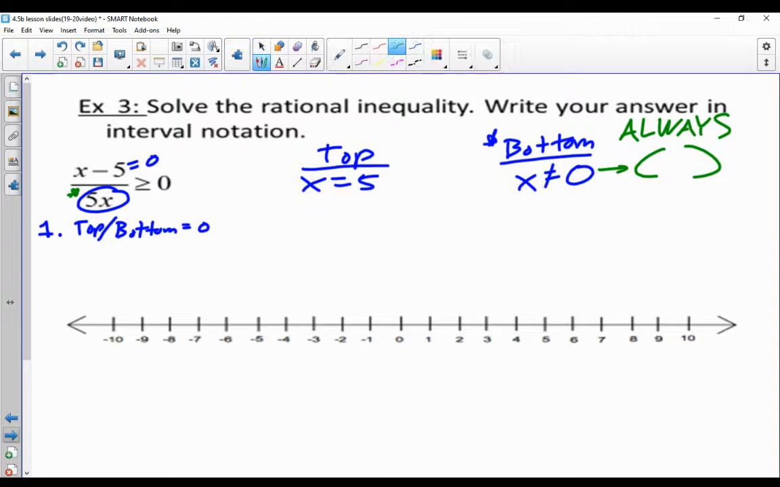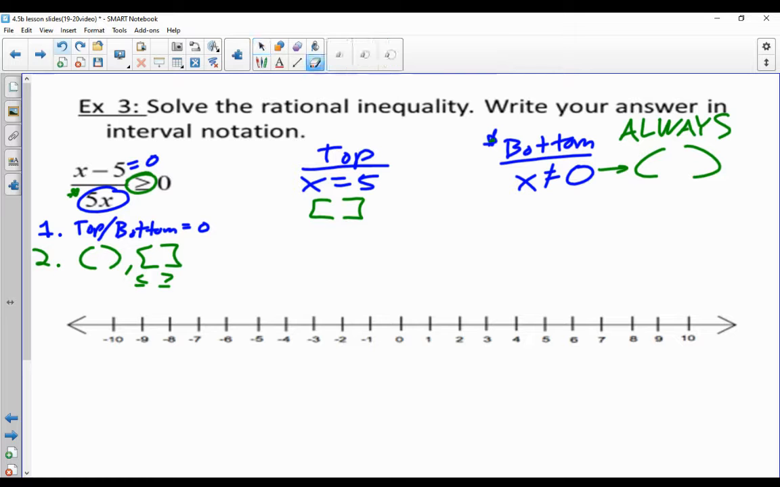Okay, so now moving on to step 2, we gotta determine if we're open or closed. Bottom, we already said was open. The top will be determined by the inequality. And since the inequality has an equal, that means we have closed brackets for the top. So that takes care of step 2. Now we can move on to the third step, where we're going to graph the information we have and find some test values to plug and chug.